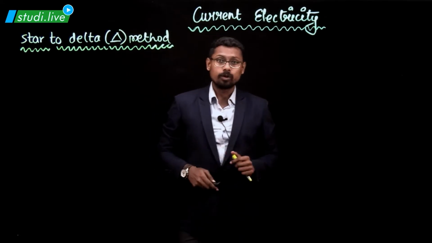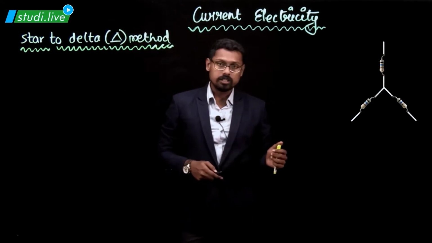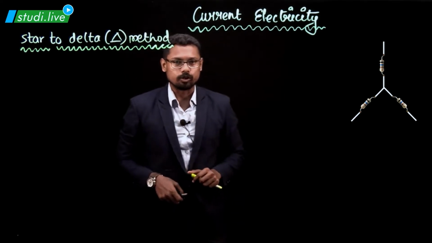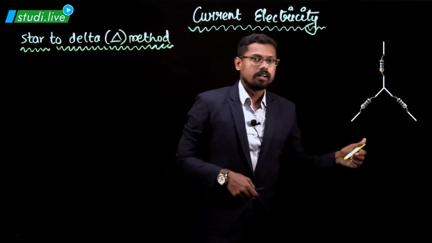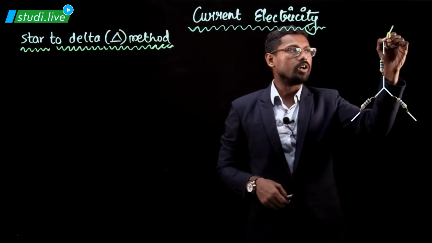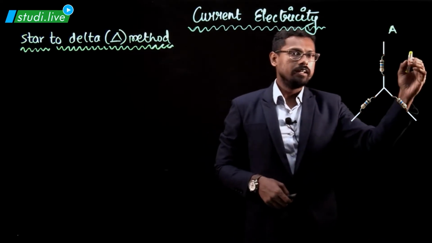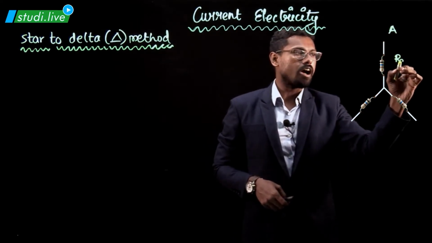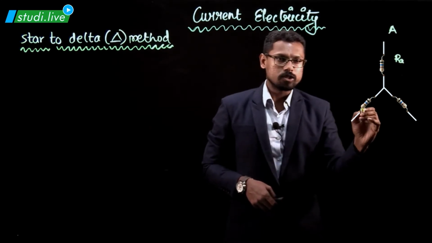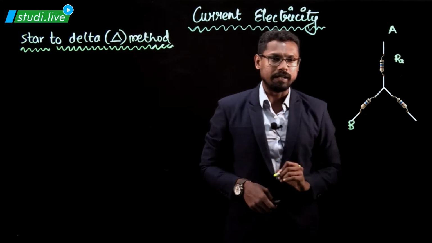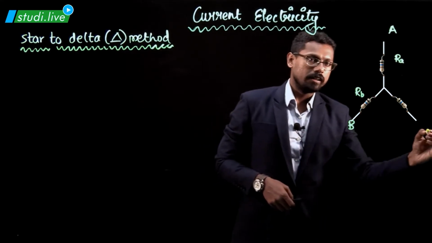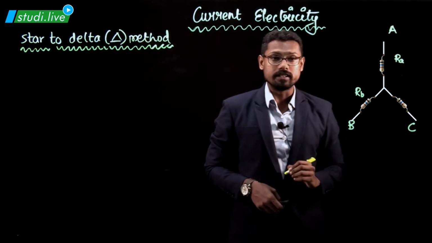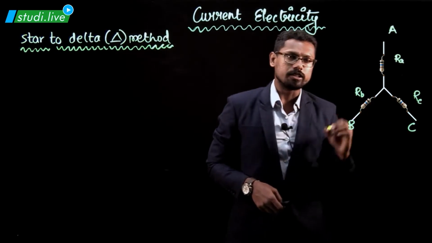What does the star network look like? So this is what a star network looks like. Let me just draw, imagine a triangle around it. Name this point over here as vertex A. Therefore, this resistance in here is basically RA. Let me call this point B, and therefore this resistance becomes RB. Similarly, this connection here, let's say it is C, and the resistance in here is RC.